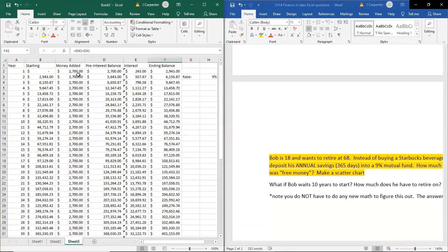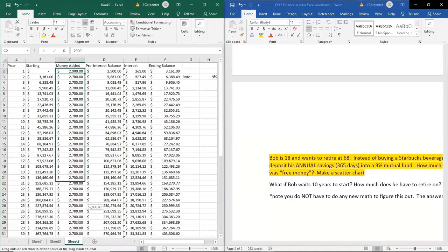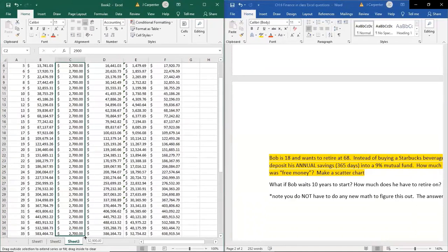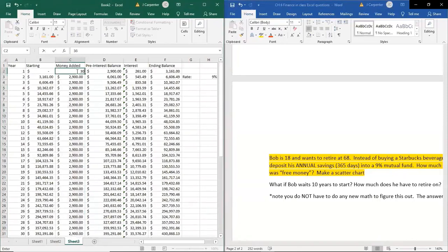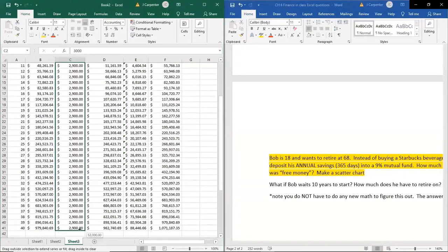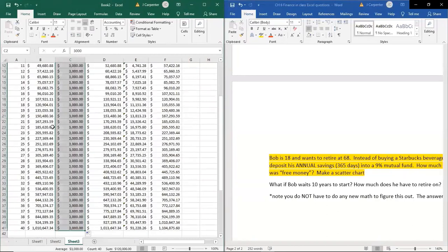Still not enough. Maybe it needs to be about 2,900, which I'm not even saying how many cups of coffee that is. You could divide it by 365 to figure out your daily deposit. There we go, we're getting close. Maybe 3,000. That's where I'm gonna stop though. 1.1 million, close enough, so 3,000.